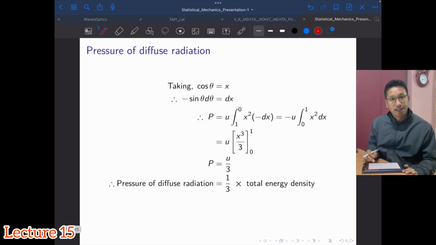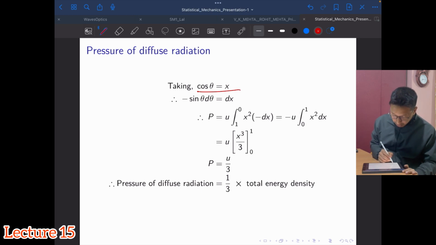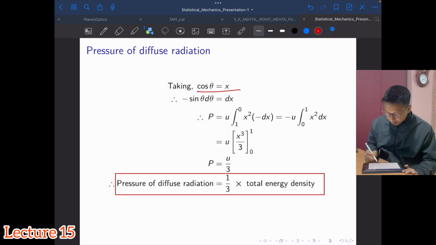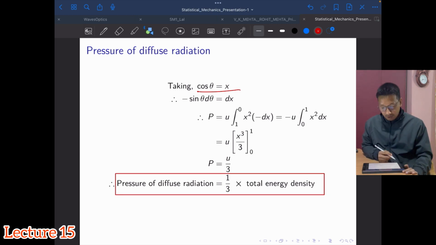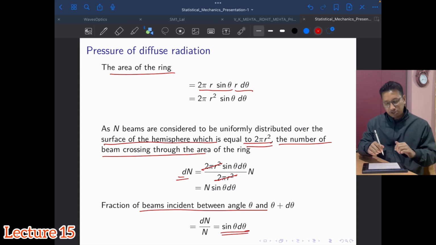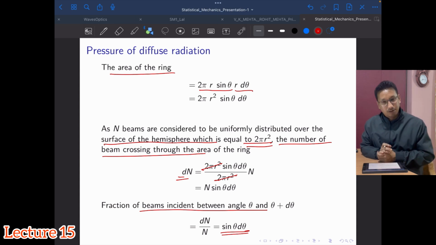I hope you are all familiar with these things now. I have in fact carried out the entire integration. You have to substitute cos theta equal to x and carry it out. You will get the pressure of the diffuse radiation as 1/3 of the total energy density. This is a little bit mathematically involved, basically to cover the radiations which are falling on the surface from all different directions. Otherwise, I think it is pretty simple.